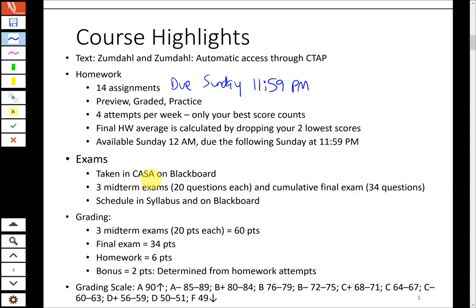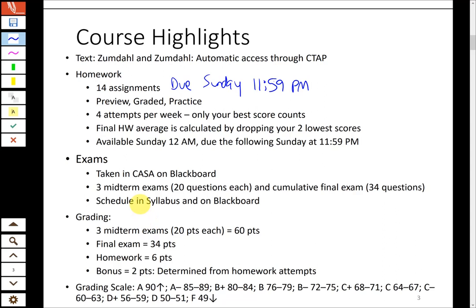We're going to have 3 midterm exams spaced pretty evenly through the course. The first one is pretty much exactly a month from now in February. And then they're going to go every 3 or 4 weeks after that. The midterm exams are 20 questions each, and you have 75 minutes. And then there's going to be a cumulative final exam taken pretty close to the beginning of the final exam period. Ours is usually pretty early, and that's 34 questions and 100 minutes. And again, there's details about the schedule and the syllabus in Blackboard, so you can certainly check that out.